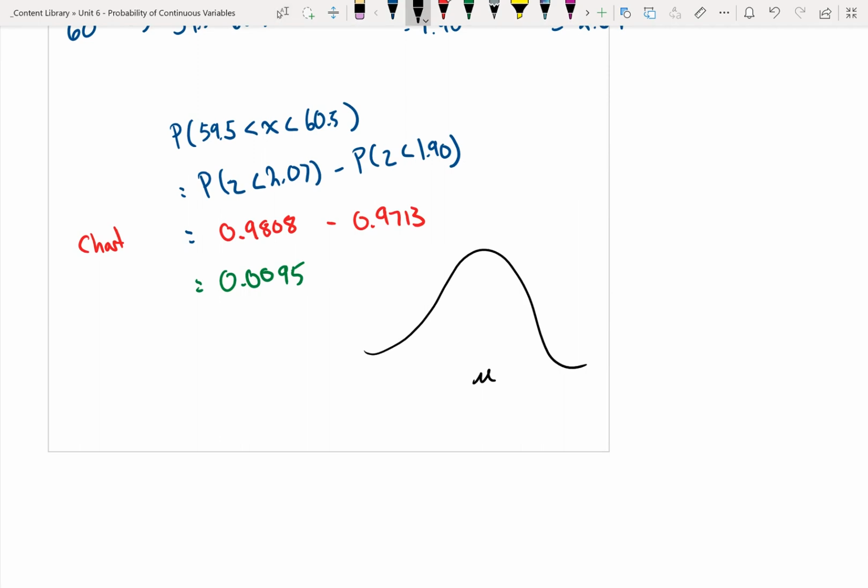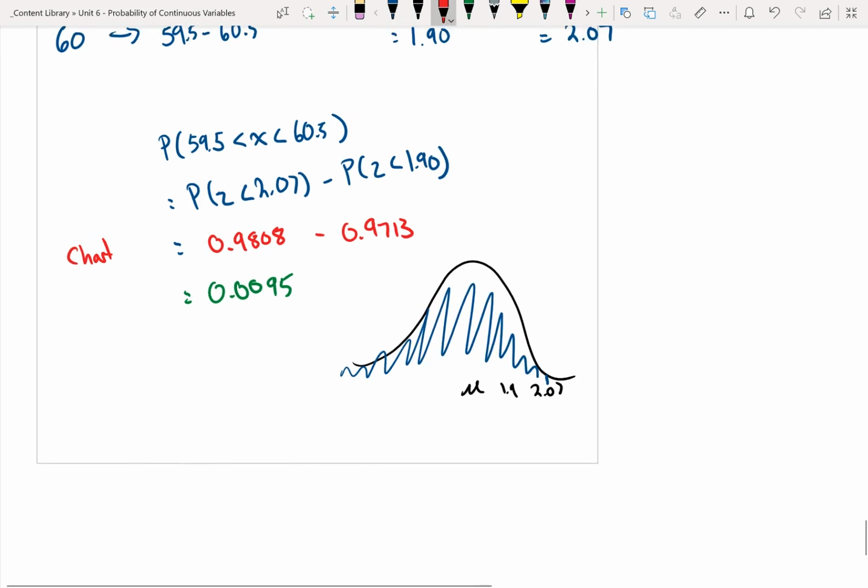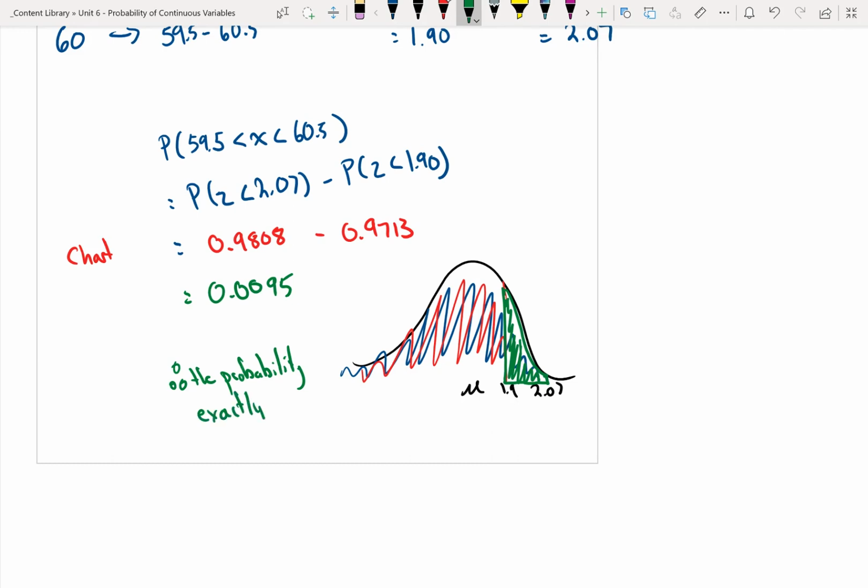Again, if I want to visualize this, I have my normal distribution, I have my mean, I'm looking for a z-score of 1.9, another z-score of 2.07. 2.07 gives me from this value all the way back, 1.9 gives me from this value all the way back. But what I'm really looking for is this interval value. What is the probability in here? Which was what I found. So in the end, the probability that exactly 60 are delinquent is 0.95%.